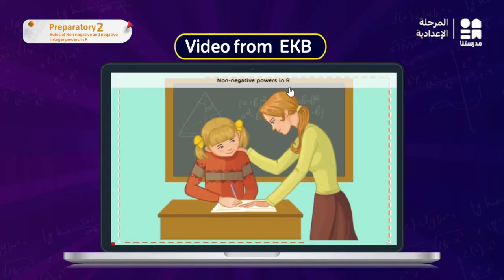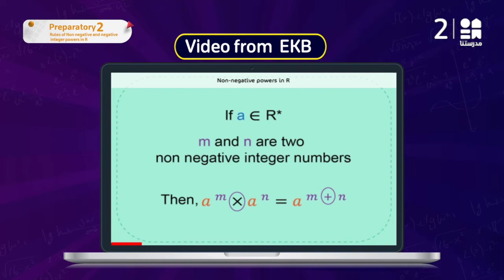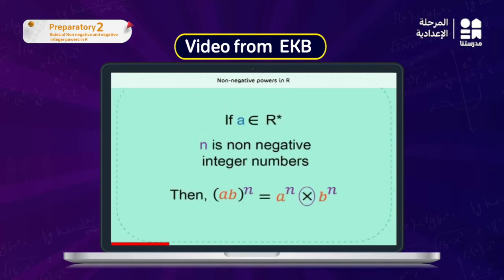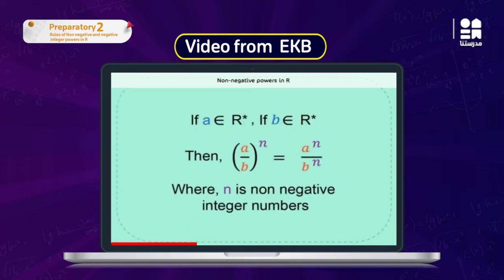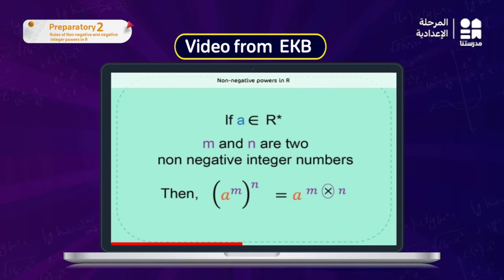Now, after you finish the lesson, it's time to summarize the rules contained in the lesson. Let's start learning together. The first rule, when multiplying the same bases, you add their powers indices. The second rule, when dividing the same bases, you subtract their powers. The third rule, when multiplying different bases with the same power, you distribute the same power on the different bases as you see on the screen. The fourth rule, when dividing different bases with the same power, you distribute the same power on different bases as illustrated on the screen. The fifth rule, simplify a base raised to 2 powers by multiplying the powers as shown on the screen.